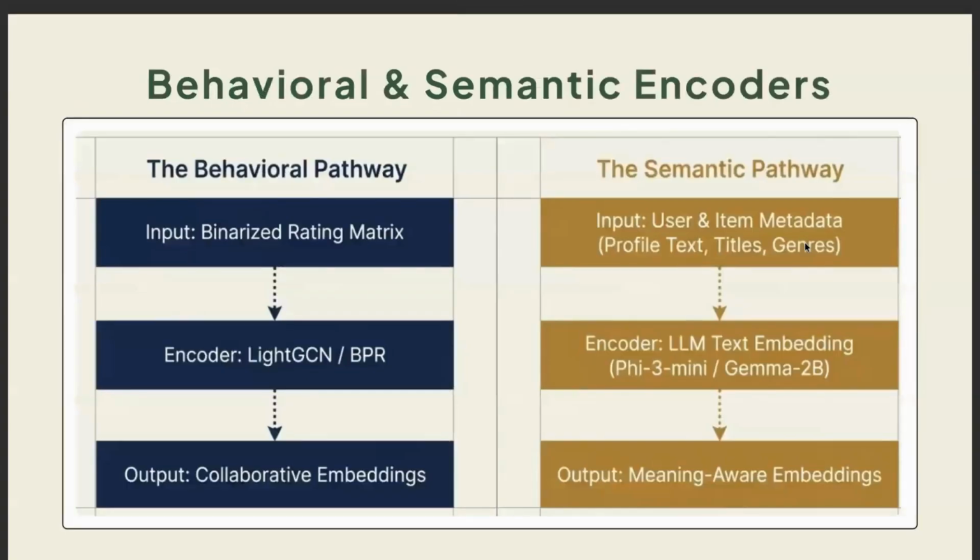Moving on to the next slide. Here we show both encoders in more detail. On the behavioral side, the input is a binarized rating matrix, and we use models like LightGCN or BPR to learn embeddings. On the semantic side, we take user and item metadata like profile text or genres and pass it through a language model to get embeddings.